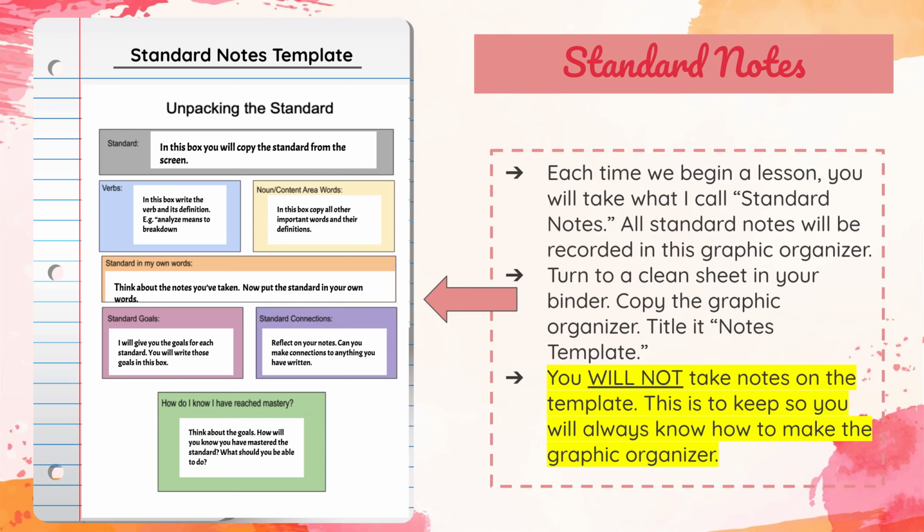And then lastly is the green box. How do I know I have reached mastery? So this is another box where you're going to have some time to think and reflect. So go back over your standard goals. Look at the connections that you've made and tell me what would be things that you would have to do or perform well on in class for me to know that you have mastered the standard that we are studying. So how do I know I have reached mastery? That box's contents will change based on the standard.